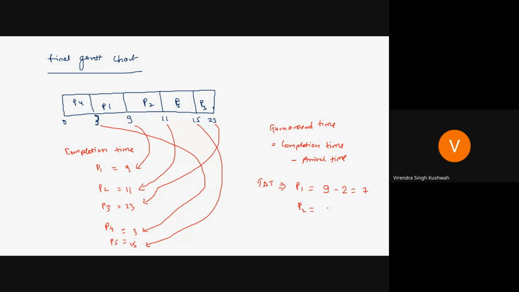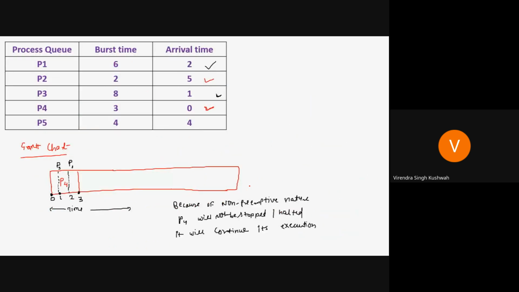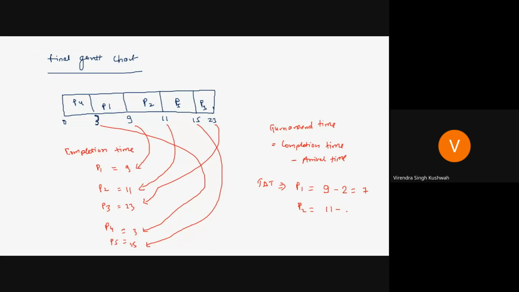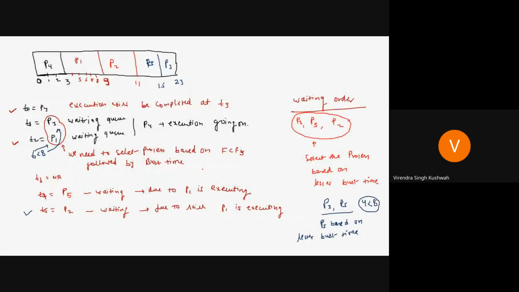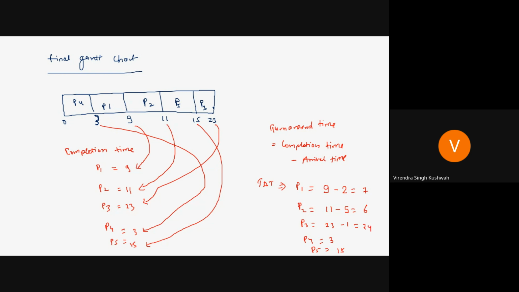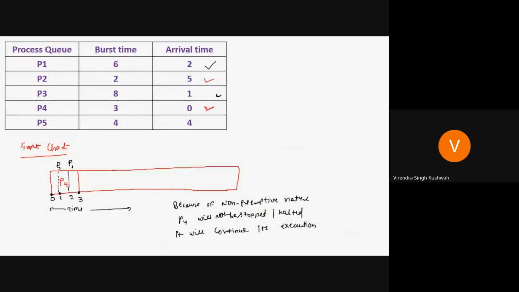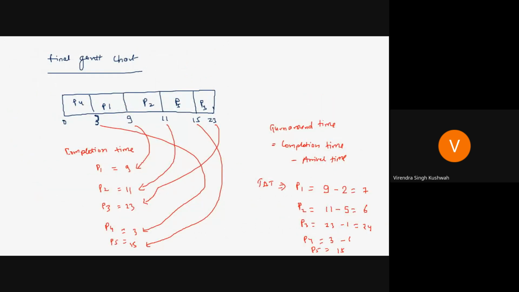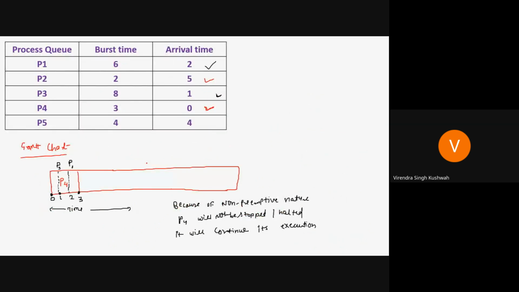Turnaround time for process P2: it's 11 minus its arrival time. Tell me. It's 5. So we have a 6. So P3, P4 and P5. P3 completion time 23, P4 completion time 3, P5 completion time 15. P3 has arrival time 1, so 24. P4 has arrival time 0, so 3. And P5 arrival time is 4.